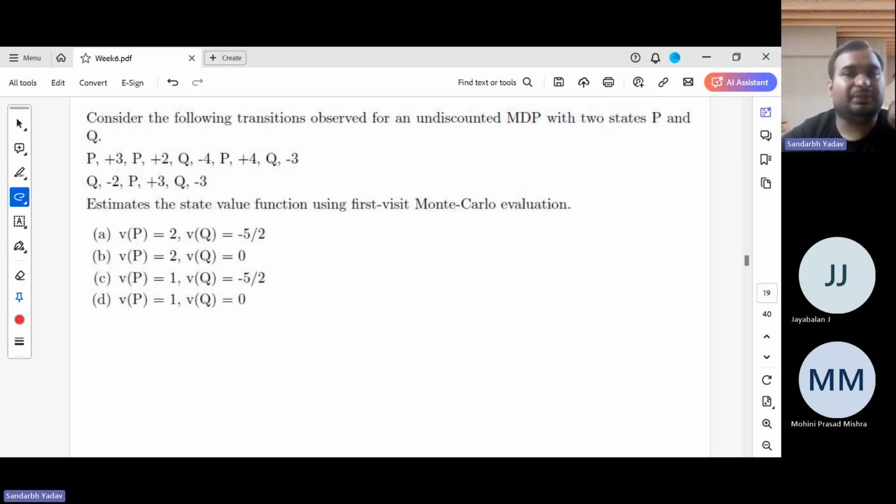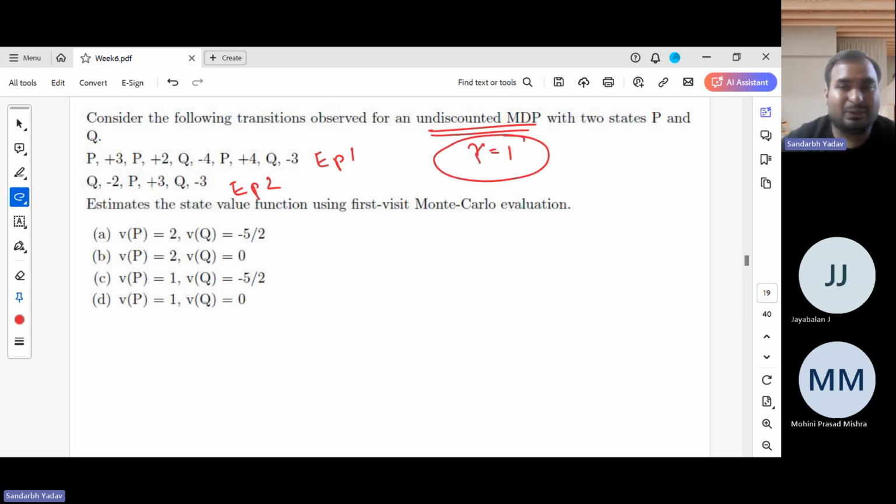This one is calculation based. It's good that you practice some of these because these questions might be there in the exams. Consider the following transitions. This is episode 1 and this is episode 2, for an undiscounted MDP. Undiscounted MDP means gamma equals 1. Don't make the mistake of thinking that undiscounted means gamma equals 0. Undiscounted means gamma equals 1.